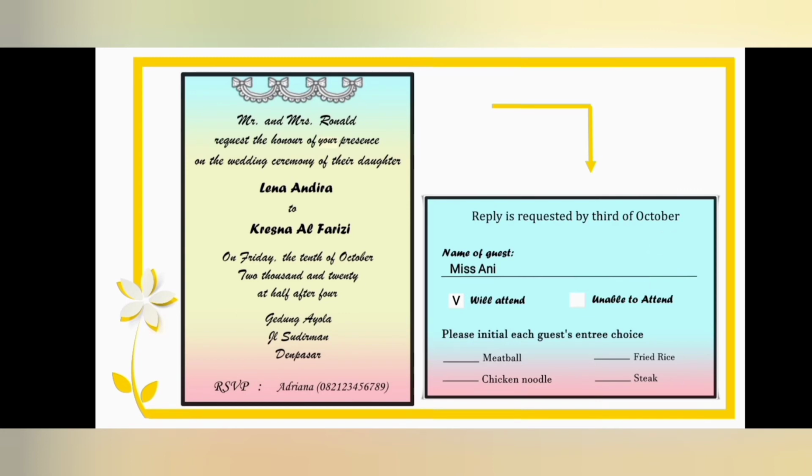Lalu terkadang dalam undangan pernikahan seperti ini ada juga daftar menu yang akan disediakan di acara tersebut. Kita tinggal menulis saja di sini. Misal saya memilih meatball 1 porsi. Nah, ini akan memudahkan the host atau orang yang mengadakan acara untuk menyediakan seberapa banyak porsi makanan yang dibutuhkan pada saat acara tersebut. Jadi ini bisa lebih memudahkan untuk hostnya ya, atau orang yang sedang mengadakan acara tersebut.